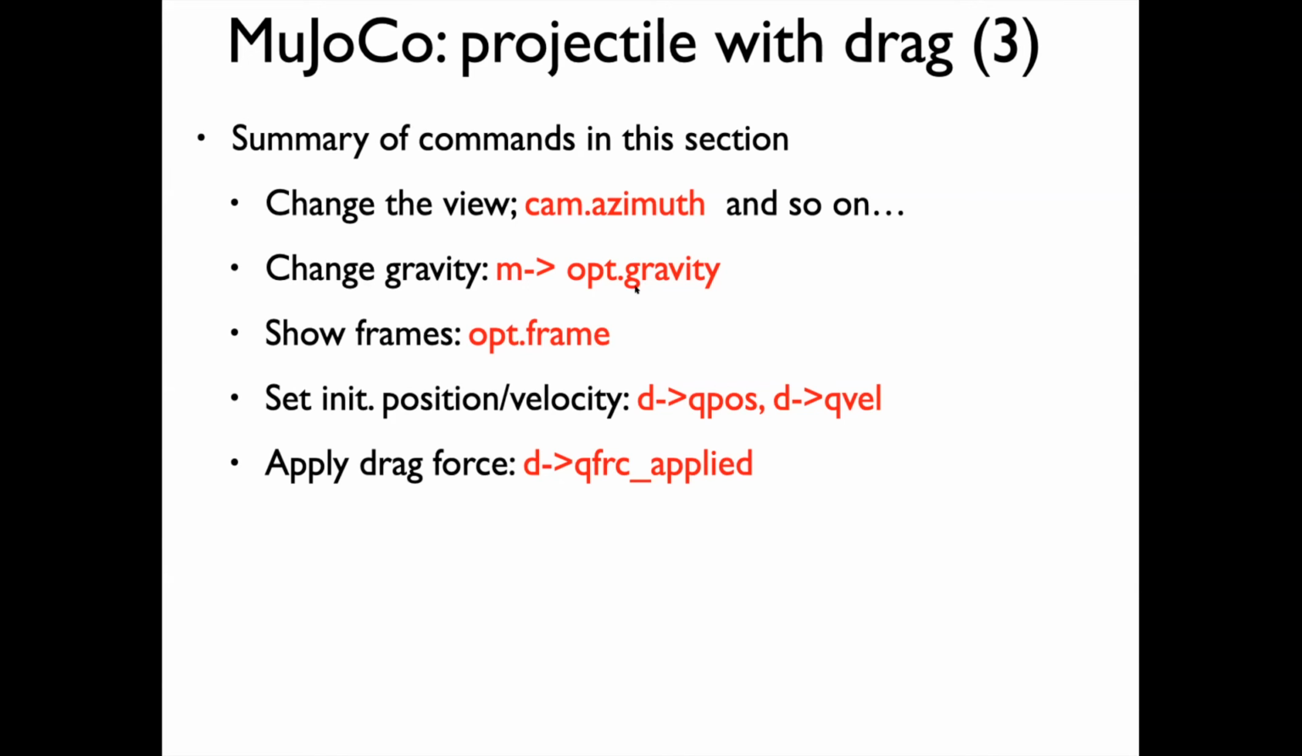We looked at how to change gravity. We looked at how frames can be used to show the frame. You can actually show the frames of different geometries also if you want to. We also saw how to set the initial position and velocity, but not only that, we could actually access the position and velocity at any point of time and introduce forces as needed. And then we saw how to apply an external force using qfrc_apply.